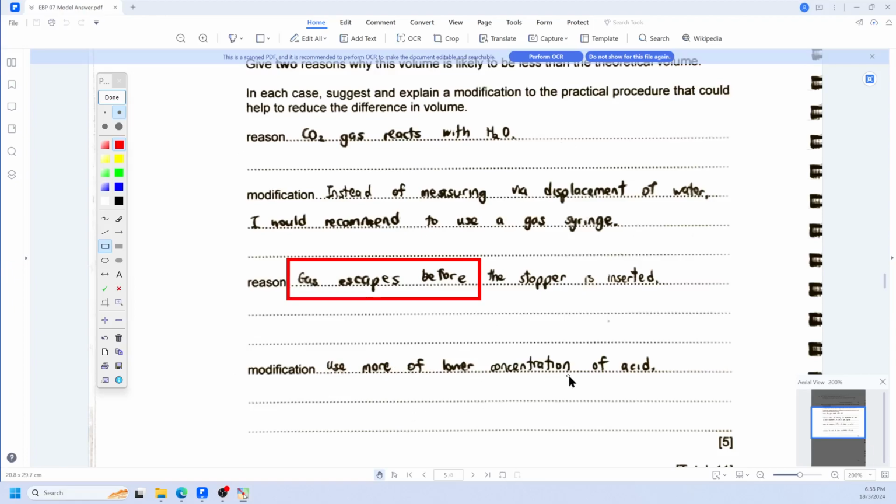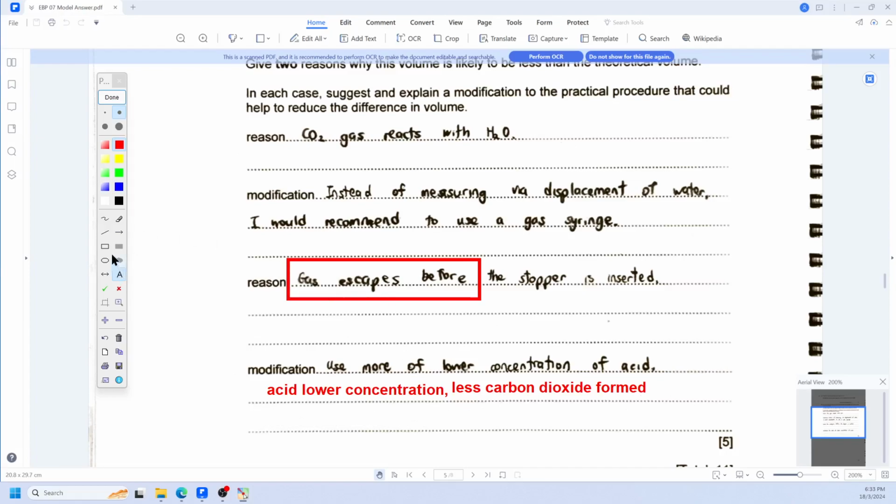What does this modification mean? Use more of a lower concentration of acid. What does this idea mean? Acid of lower concentration means less carbon dioxide is formed. I mean, you can still use the same amount of acid, but less carbon dioxide forms.